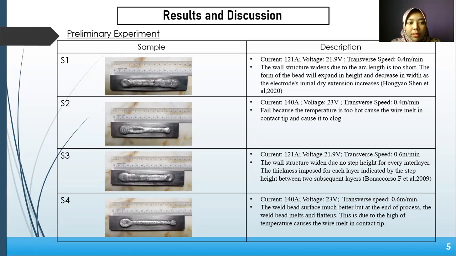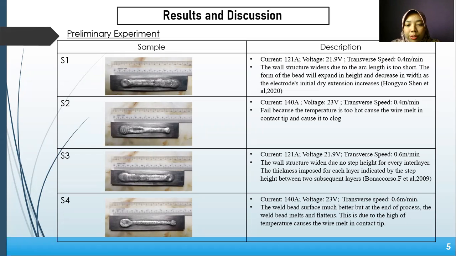causing the wire to melt in the contact tip and clog. Sample 3, use current 110 ampere, 21.9 voltage, and 0.6 meter per minute transfer speed. The wall structure widened due to no step height for every interlayer. The thickness imposed for each layer is indicated by the step height between two subsequent layers.